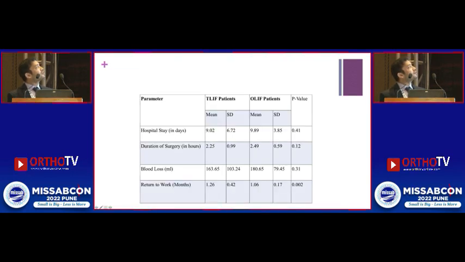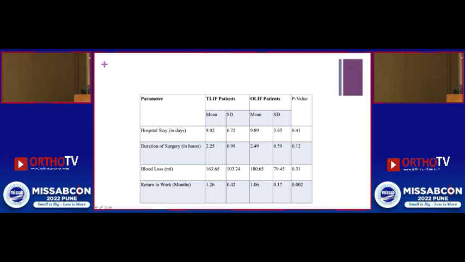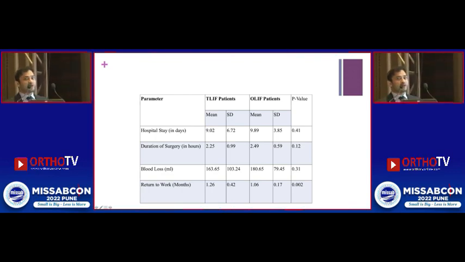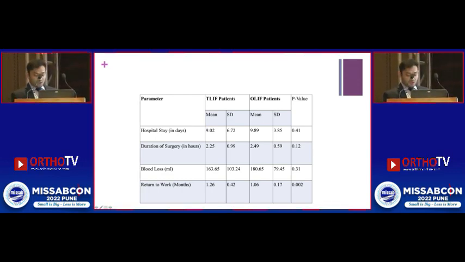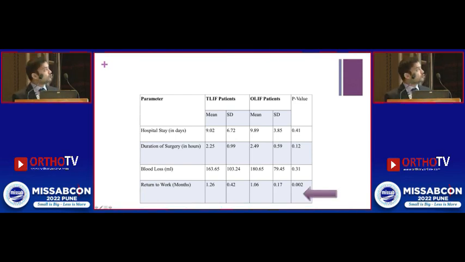Perioperative variables like hospital stay, duration of surgery, and blood loss also didn't show any statistical difference between the two groups. However, the return to work, in months, showed a statistically significant improvement in the OLIF group of patients, with a p-value of 0.002.